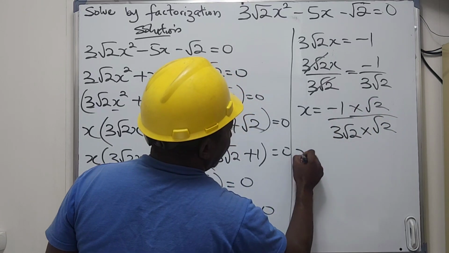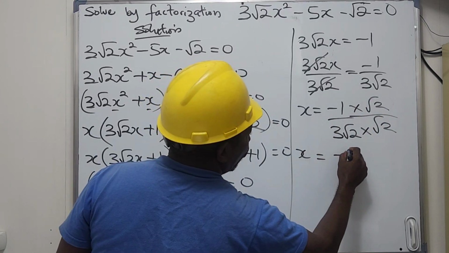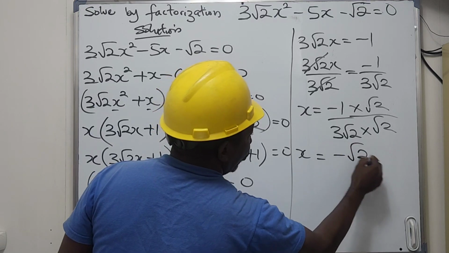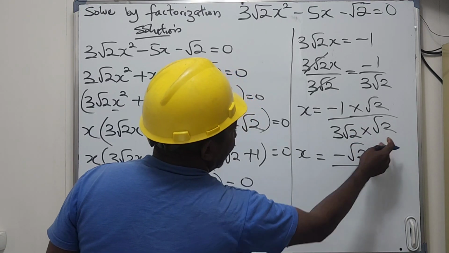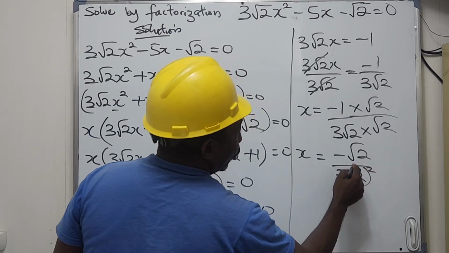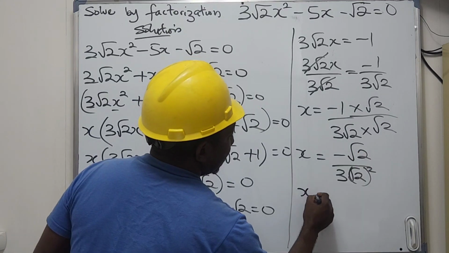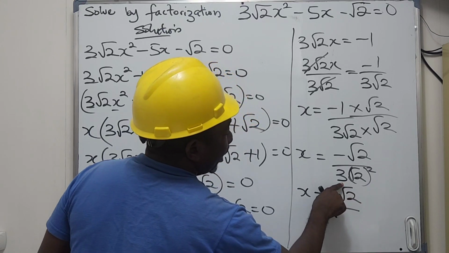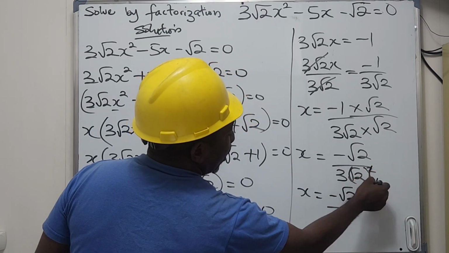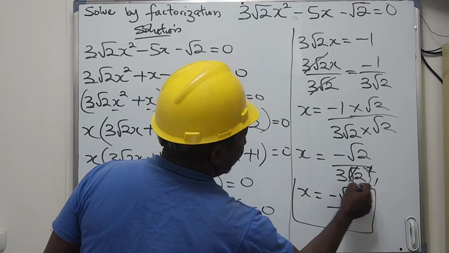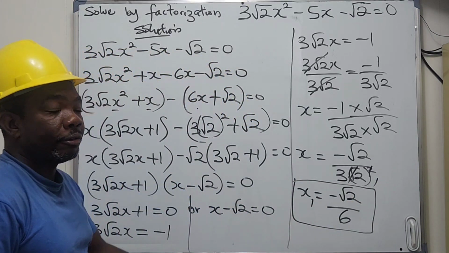So here, x equals to minus 1 times root 2 will become minus root 2 all over this times this, which will become 3 root 2 to the power of 2. So this will become x equals to minus root 2 all over 3 times 2, because this will cancel here and this will cancel here. It becomes 6. So this is the first value of x that we have, x1.